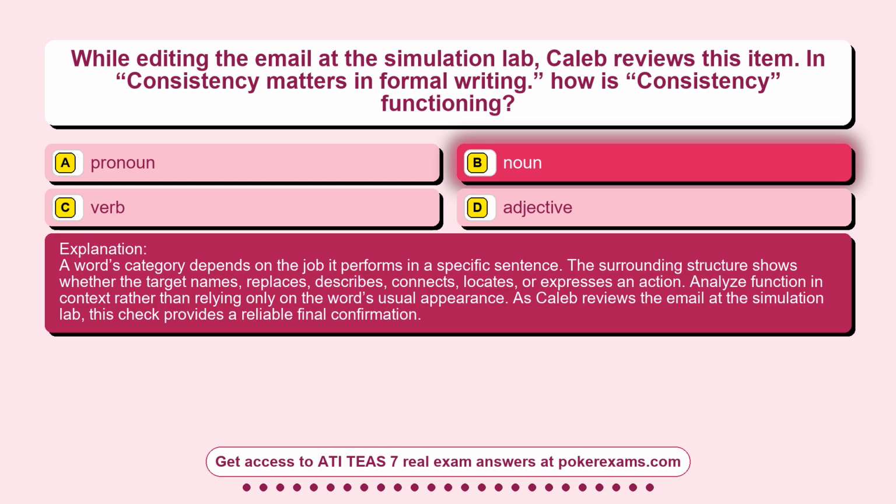A word's category depends on the job it performs in a specific sentence. The surrounding structure shows whether the target names, replaces, describes, connects, locates, or expresses an action. Analyze function in context rather than relying only on the word's usual appearance. As Caleb reviews the email at the simulation lab, this check provides a reliable final confirmation.